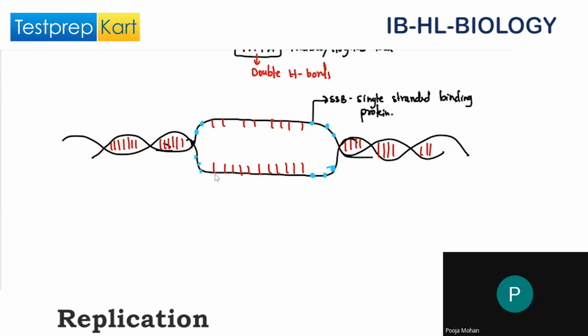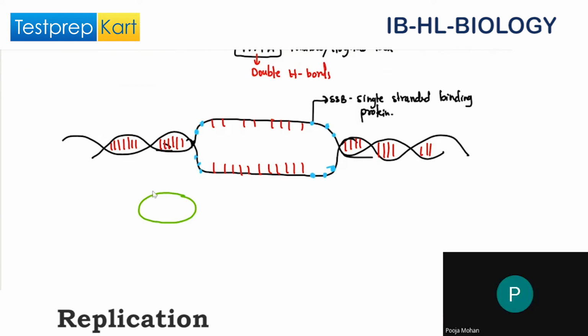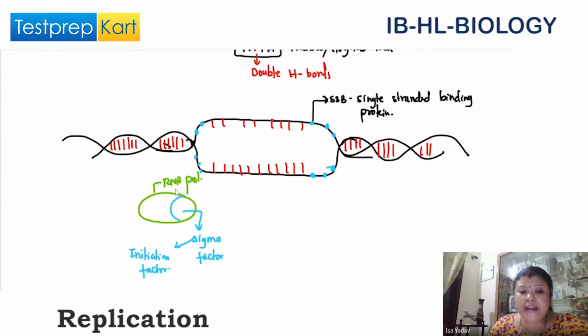So now what happened? RNA polymerase will be there. This is RNA polymerase. A part of the RNA polymerase contains a factor. This factor is called sigma factor. Sigma factor is nothing but an initiation factor. So RNA polymerase goes and attaches at this point.